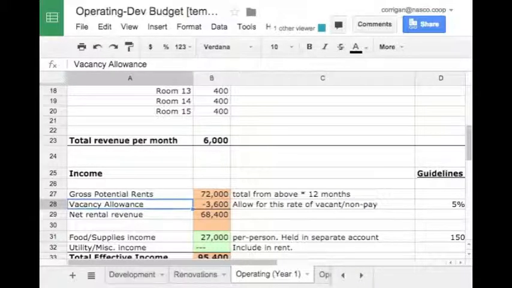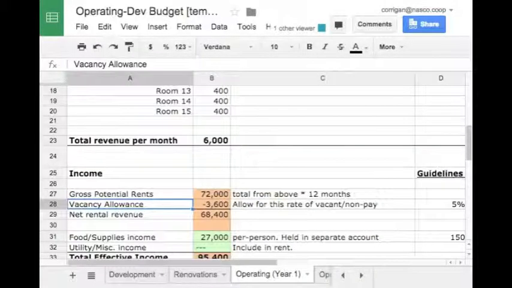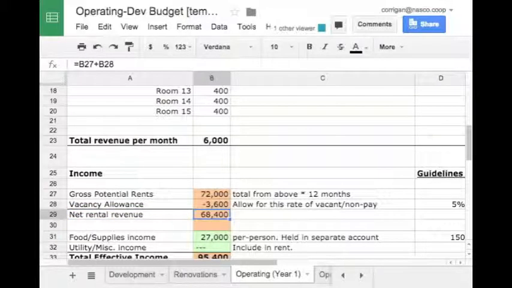So we're going to include all of that under vacancy allowance. Typically we use 5% of the gross income as an estimate for that. That number might be higher or lower depending on vacancy rates in your area and the experience of the co-op, and it might be higher or lower depending on what safety margin your lender wants to see. So subtracting out the vacancy allowance, that gives us a net rental revenue of $68,400.